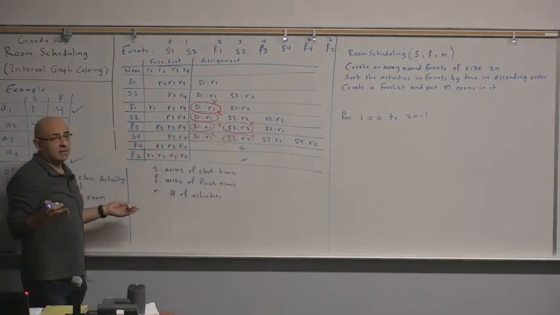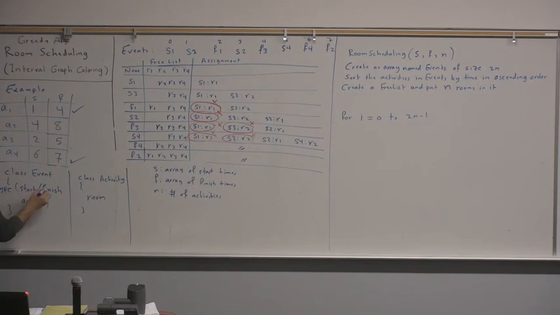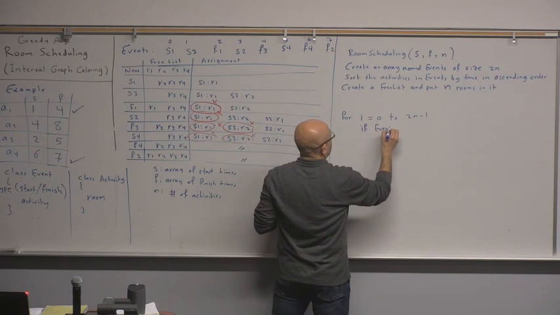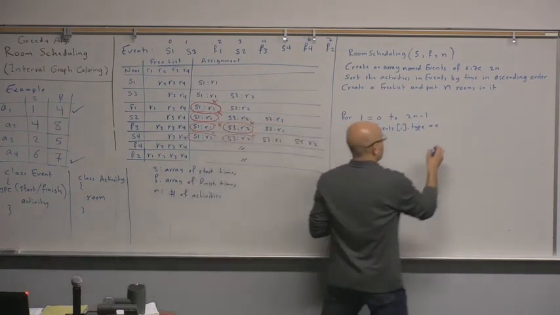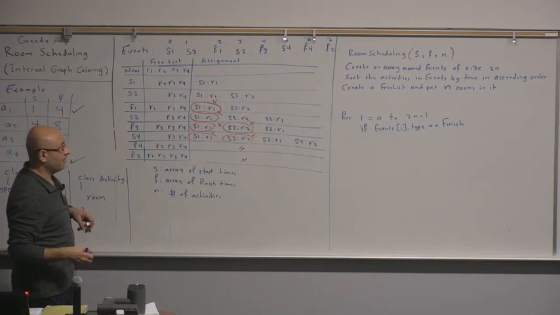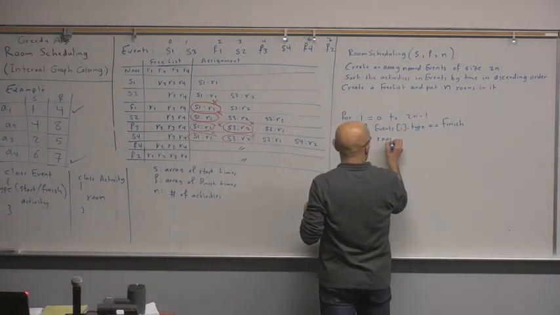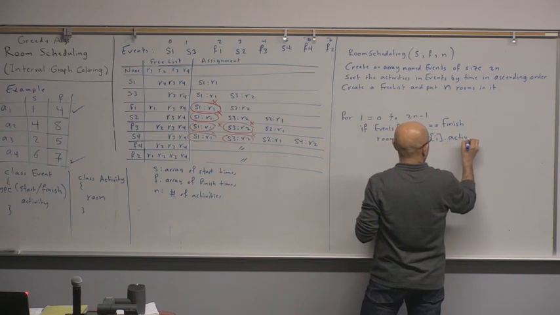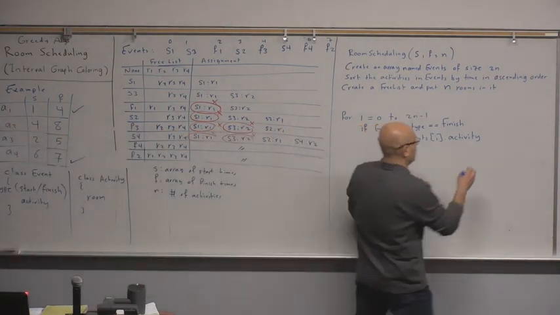Now each event is either a start or a finish. Let's call this the type field in the event. So if events of i dot type equals finish, if it's a finish event, what do we do? We free the room. We look at the room that corresponds to this event. So room equals events of i dot activity dot room. We look at the activity for this event, then we look for the room for that activity.